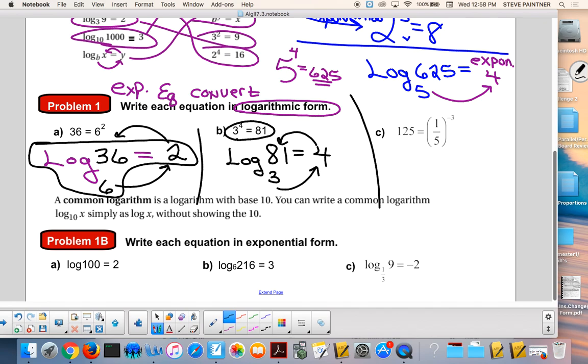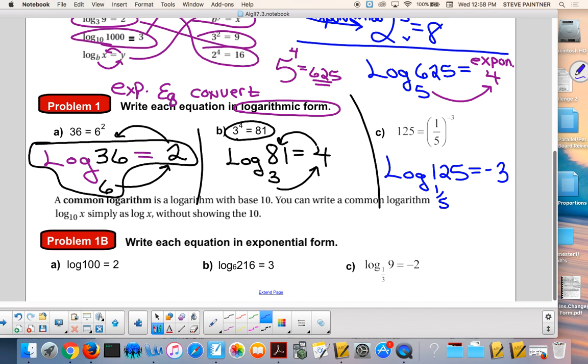John, do you have that one done? No? You want to say it, or do you think you can say it? Log base 1/5 of 125 equals -3. Do you agree or not? Do you have to get rid of the negative exponent? No. This is not okay. This is not you working out the problem. This is you just rewriting it.